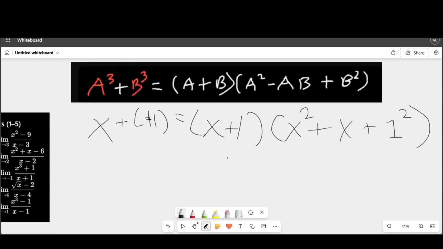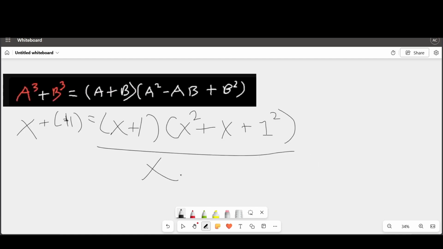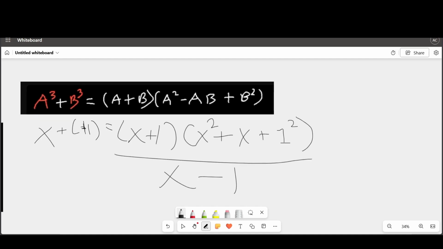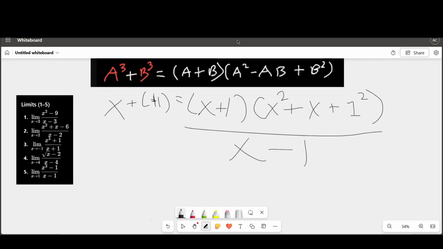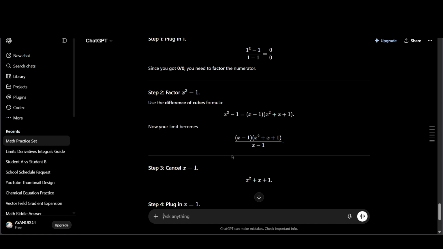My approach for this problem was correct. So we just have to copy the denominator, then we cancel out everything that is, yeah, just cancel out the denominator. Let me just check this out again.